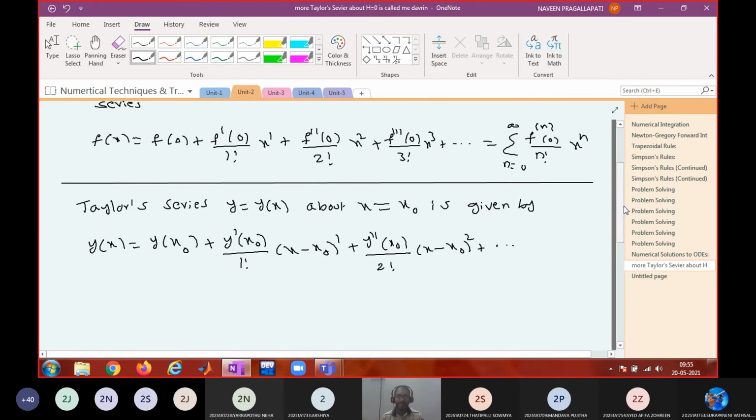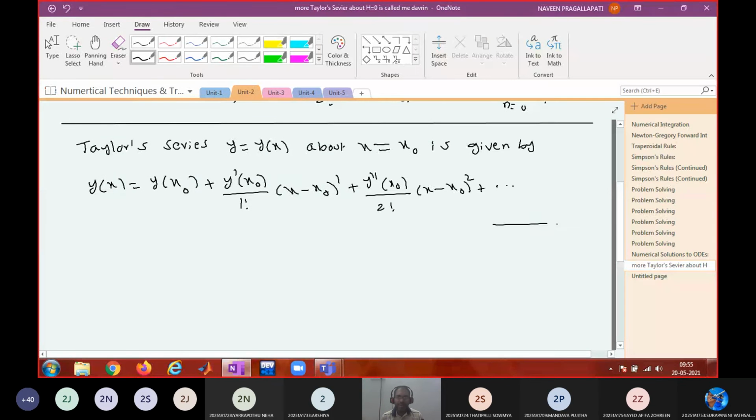Am I right? Yes, sir. Right. Now x naught is here, x1 is here. What is the distance from x naught to x1? Let us say h, the step length. So what is the relation between x1 and x naught? How can I express x1 in terms of x naught?